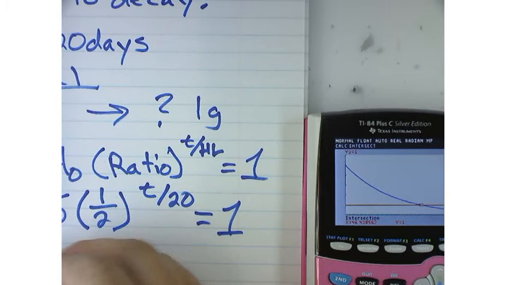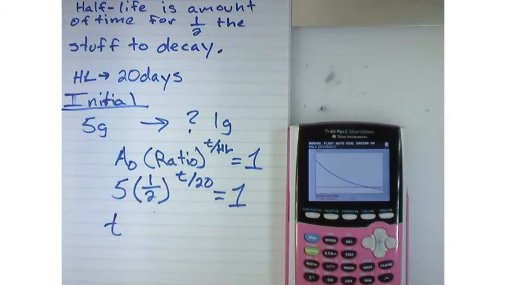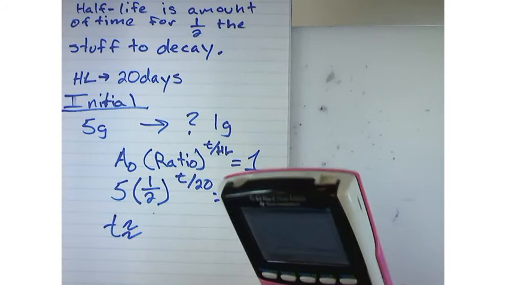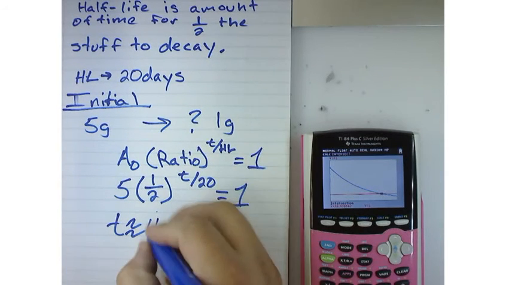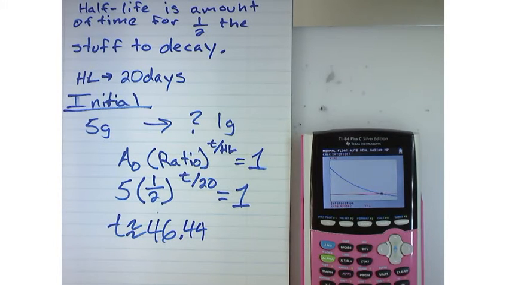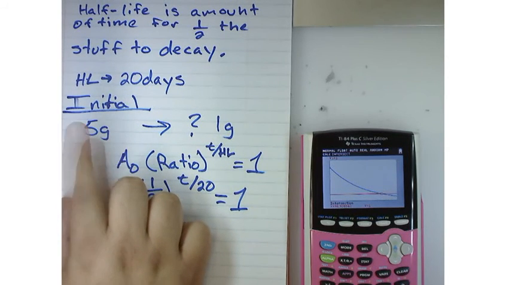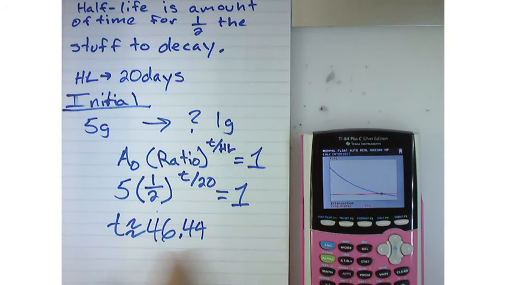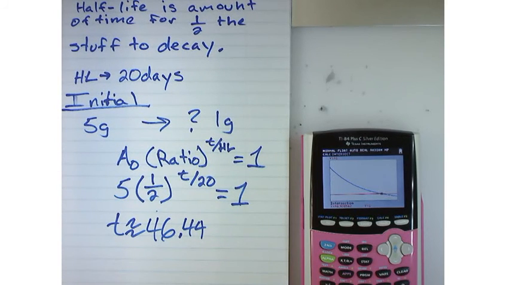So in other words, what they're saying is that when t is approximately 46.44, this function should equal 1. So what does that mean? The answer is t equals 46.44, but what does that mean? What does that number represent? How many days it takes? Yeah, so I've got a radioactive substance. It starts off as 5 grams. It'll take me 46.44 days for it to become 1 gram.